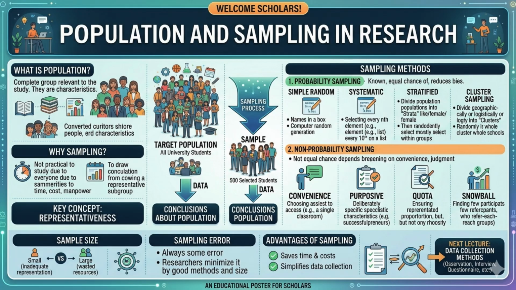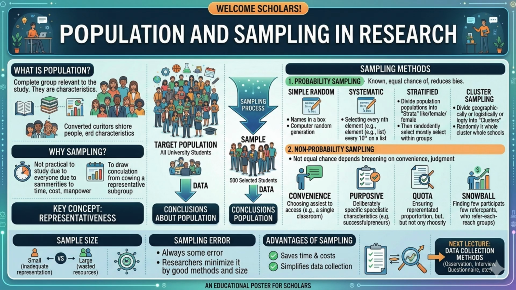Instead of selecting individual participants directly, the researcher divides the population into clusters and randomly selects entire clusters. For example, a researcher studying school students across a state may randomly select several schools and then collect data from students within those schools. Cluster sampling is particularly useful when populations are geographically dispersed.